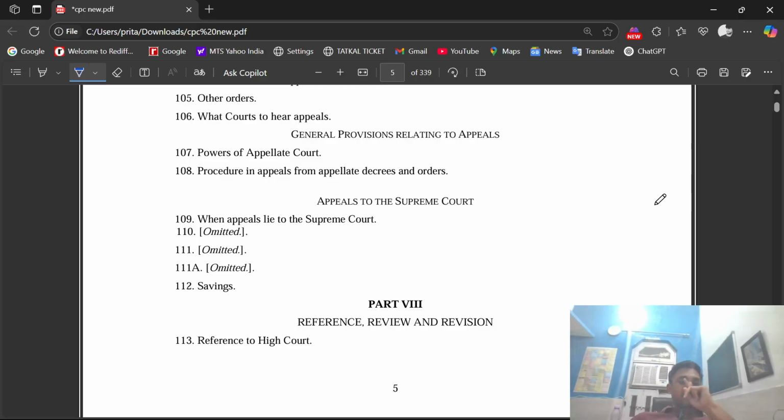Next subheading is general provisions relating to appeals. Section 107, powers of appellate court. Section 108, procedure in appeal from appellate decree and order. Next subheading is appeal to the Supreme Court. Section 109, when appeals lie to the Supreme Court. Section 110, omitted. Section 111, omitted. Section 111A, omitted. Section 112, savings.